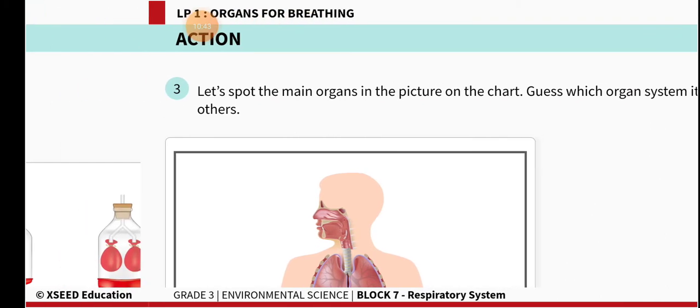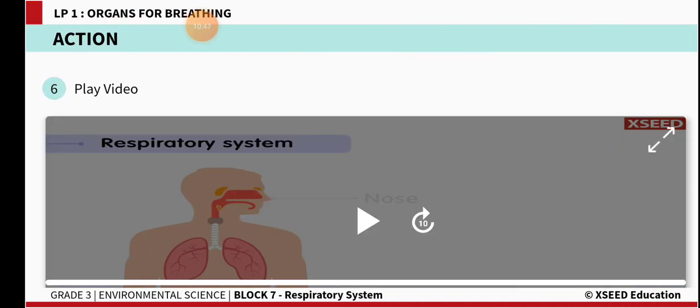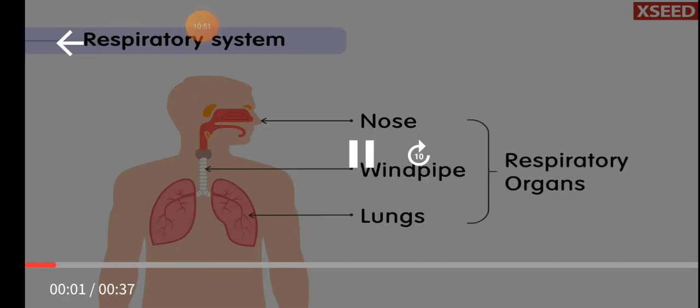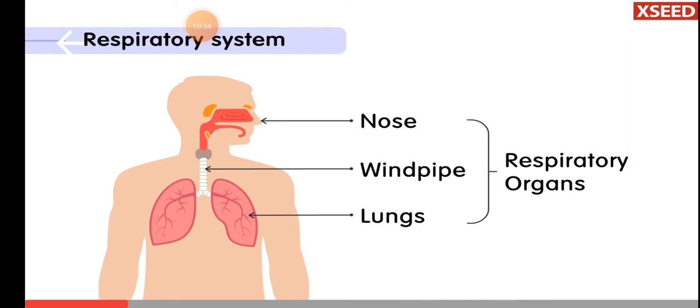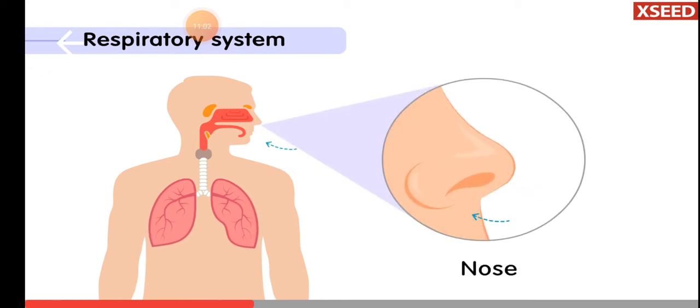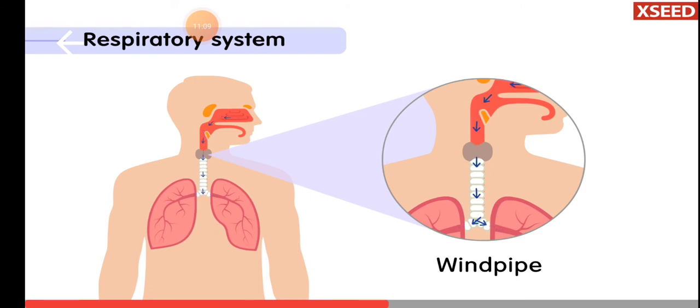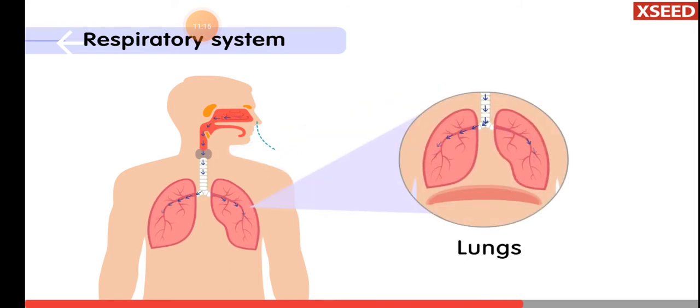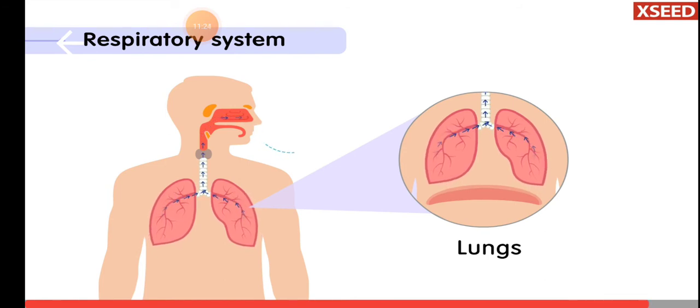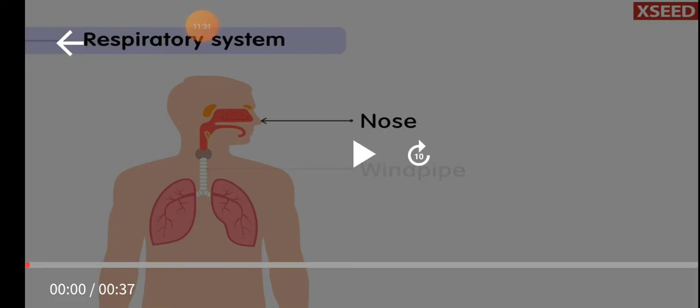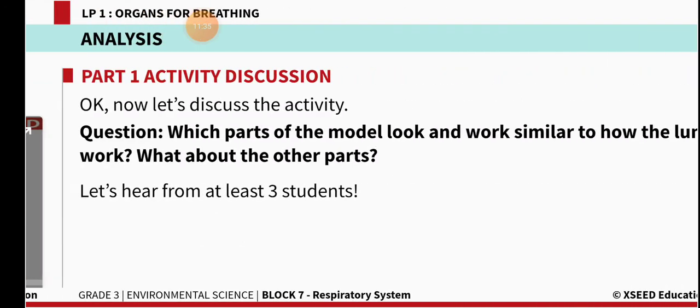To observe how your respiratory system is working. Organs of the respiratory system help us to breathe. The nose helps to breathe in and breathe out air. The windpipe allows air to flow from the nose to the lungs and back. Lungs take in oxygen from the air and remove carbon dioxide produced in the body. Understood? In this way, our respiratory system is working and helping us to stay alive.